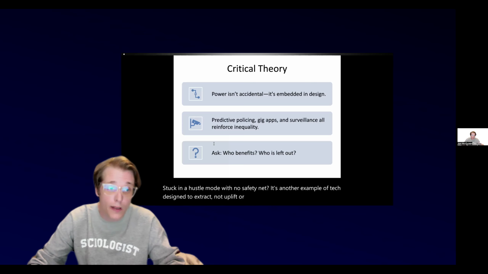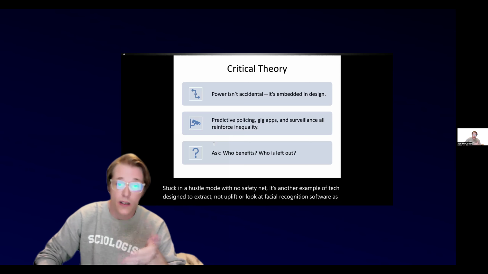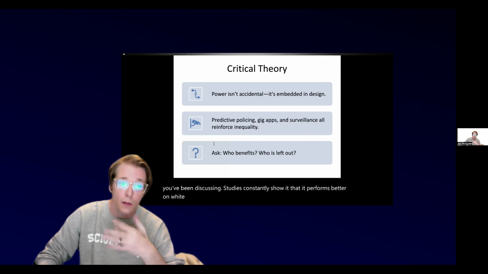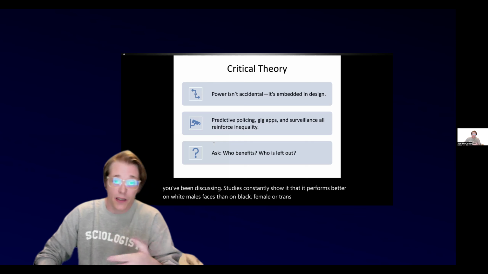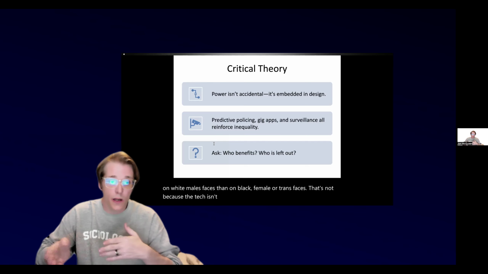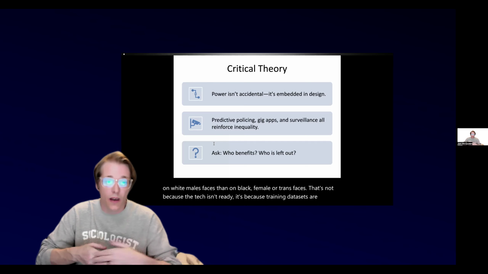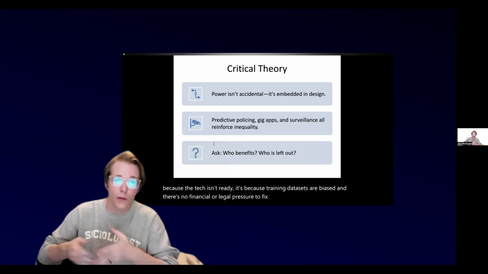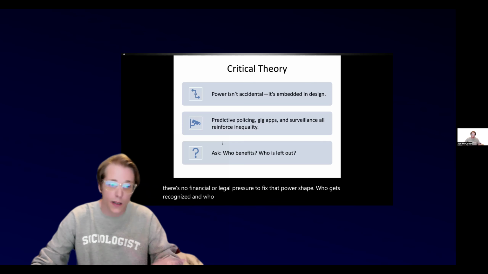Or look at facial recognition software, as we've been discussing. Studies constantly show that it performs better on white male faces than on Black, female, or trans faces. That's not because the tech isn't ready, it's because training data sets are biased. And there's no financial or legal pressure to fix that. Power shapes who gets recognized and who gets misrecognized.